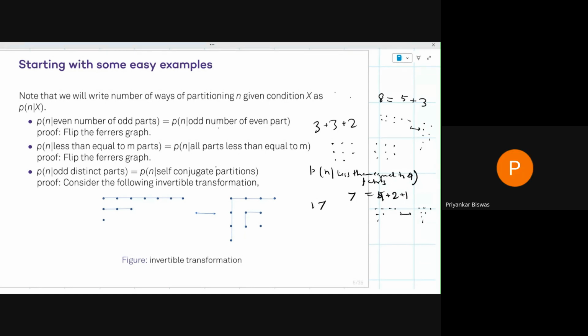So next, the partition of n given odd distinct parts equals partition of n given self-conjugate partitions. So the self-conjugate partition is like this. If you place a mirror diagonally, then this would be this side. So if you flip the graph, then the partition is still the same.